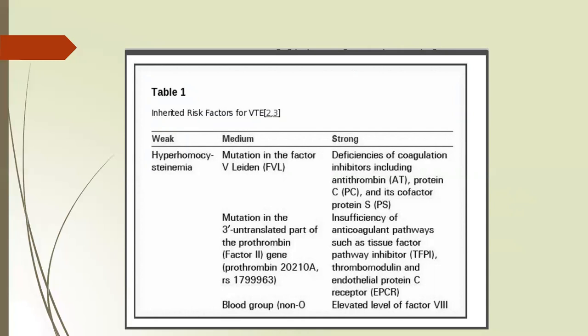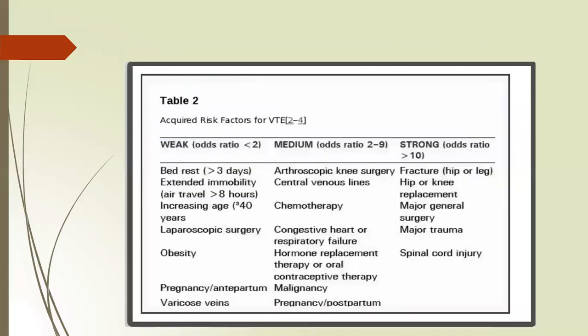Yet in the medium category, you can have a look at mutation in the three prime untranslated region of the prothrombin gene, and pathway inhibitors, thrombomodulin, and endothelial protein C receptors, in a strong one. Here you can have a look at table number 2, which is having acquired risk factors of VTE.